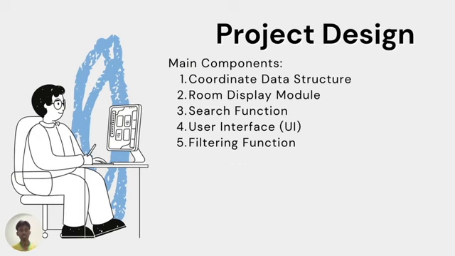So we break it down into five main components, which are coordinate data structure, room display module, search function, user interface UI, and filtering function. So for coordinate data structure, we need a structured array in MATLAB to store building names and coordinate values. And then for the room display module, we ended up using MATLAB's plot and text functions to mark and label rooms.